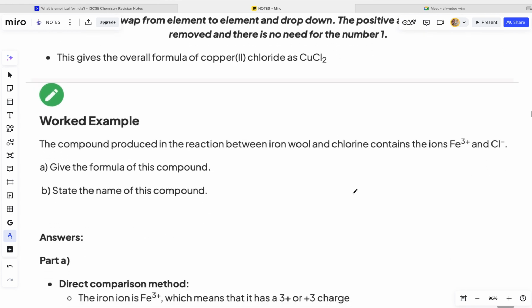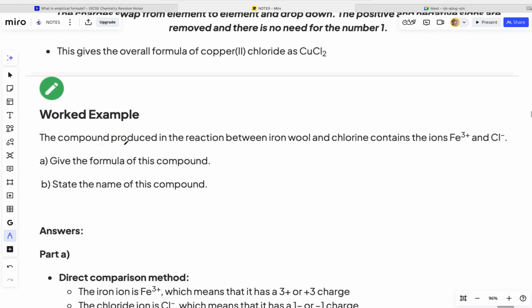Is that okay? Now let's take a look at this question. Say the compound produced in the reaction between iron wool and chlorine contains iron 3 ion and chlorine minus. You give the formula of the compound and state the name of the compound. Now the formula will be, we write iron 3 ion and chlorine minus.